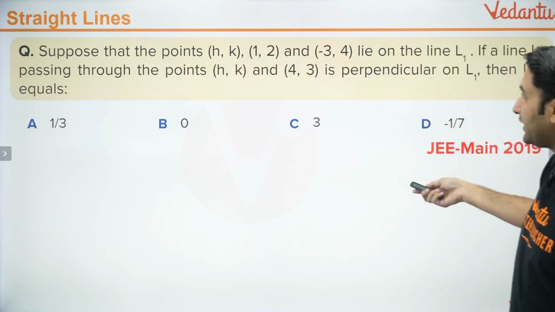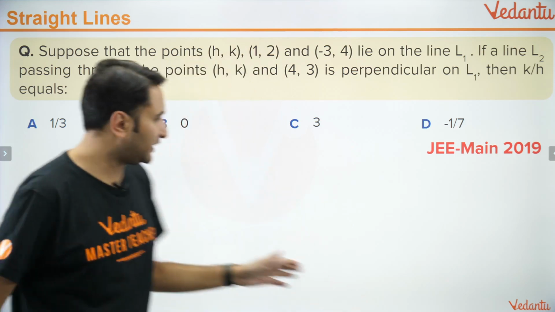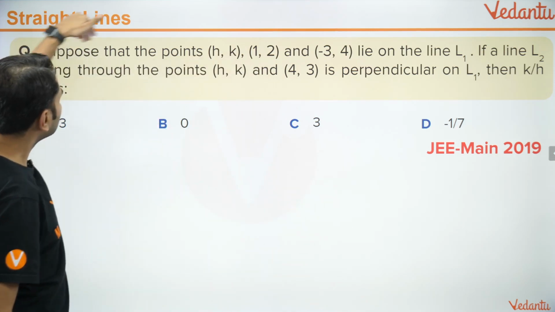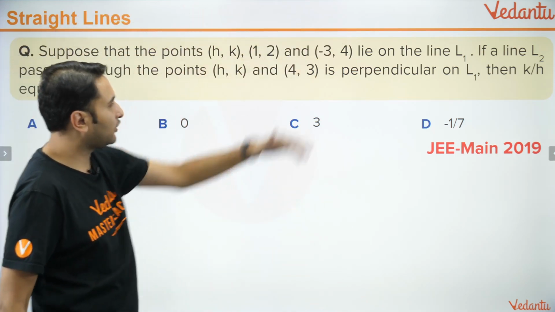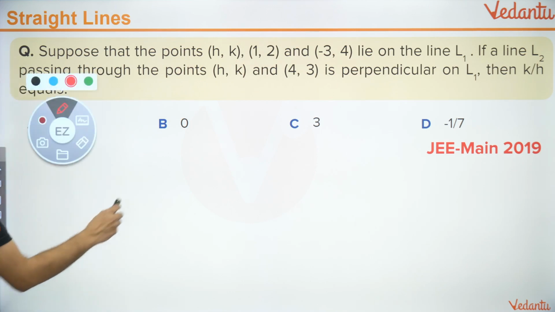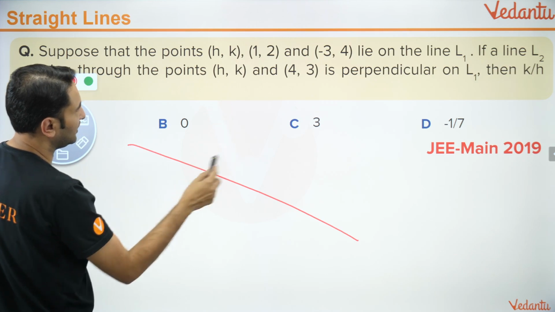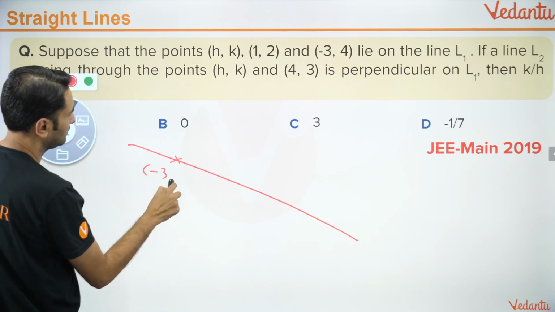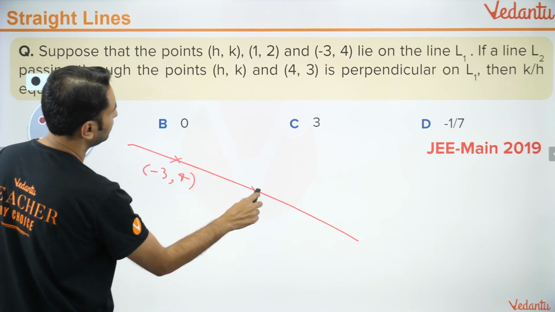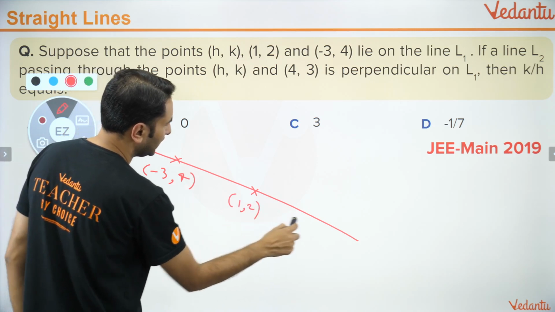हाँ, अब देखो क्या बोल रहा है ये. Simple, let's simply understand what it says. Suppose that the points this and this lie on a line. अच्छा, ठीक है? So there is a line. What is the line? So there are points, say (-3, 4), (1, 2), (h, k).